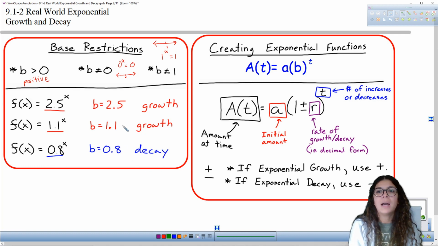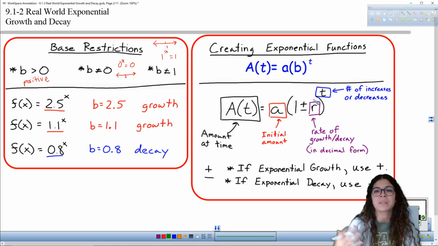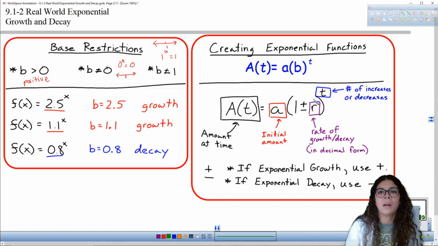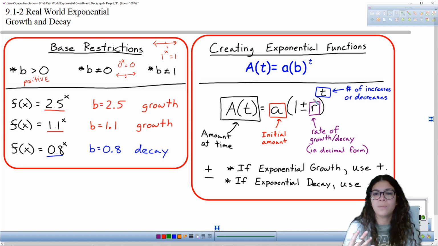All right. Now, let's talk about creating these exponential functions. And the exponential growth and decay is really for real-world problems, okay? There are other types of exponential functions that we could graph that are not very common in the real world. So today we're just talking about growth and decay.